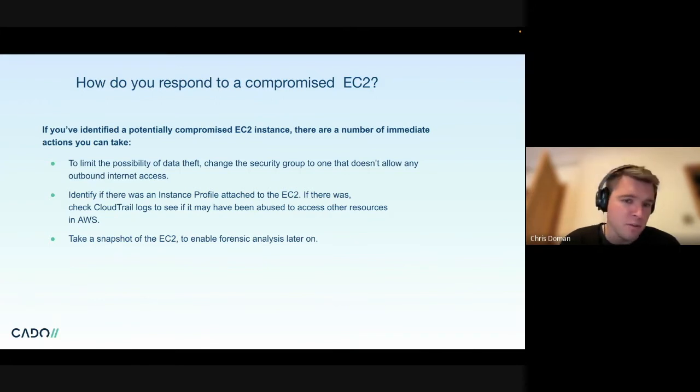There are other things you can do too. For example, you can isolate that system by turning it off. You don't want to terminate it though, because that will destroy the evidence. To that end, you can also take a snapshot of the EC2. With the EBS volumes that are part of the EC2, you can snapshot those, and that enables you to do forensic analysis later on. So this is just the initial things you might do at the very start of a compromise.